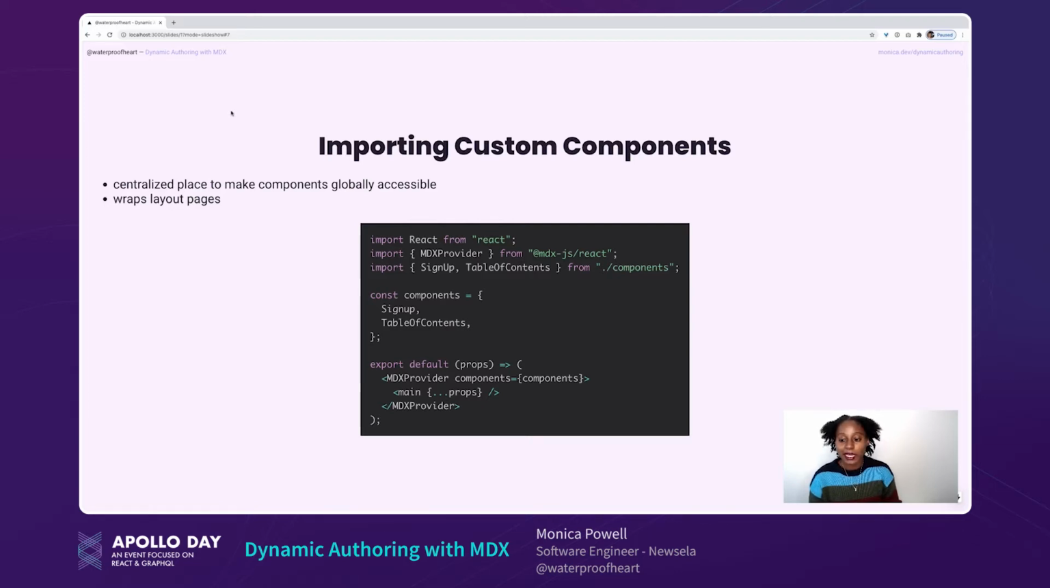And so in this example, I have a provider that's wrapping all of the content that uses this layout, and I am passing in the sign up and table of contents components to that provider. So any MDX files that I write that live within this MDX provider can access the sign up component and the table of contents component without me having to explicitly import them directly within that lower level file.